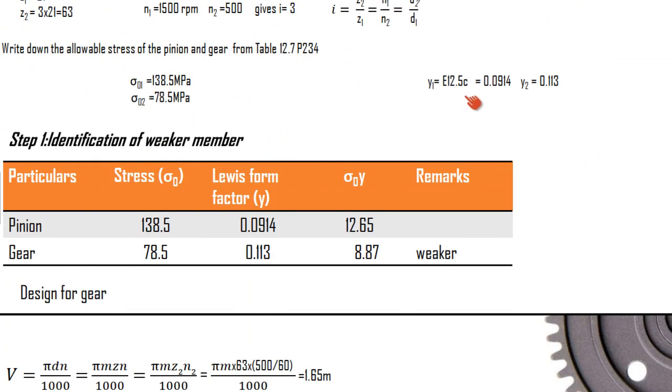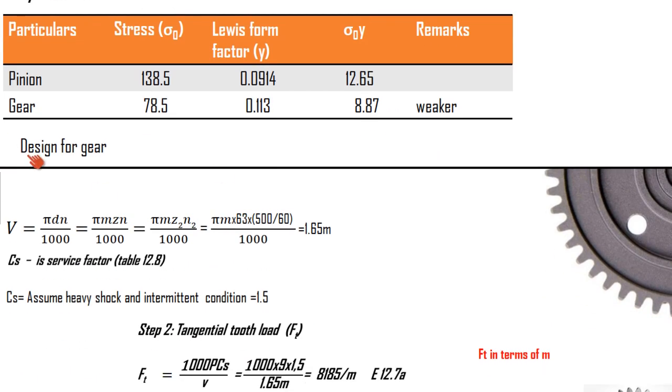Okay, so the Y1 value is going to be 0.0194 and Y2 is going to be 0.113, which we have written over here. Upon multiplying this, we got the values of sigma naught Y equal to 12.65 and 8.87. Among these two, the gear value is lesser, and that is considered the weaker member. That means we are supposed to go ahead with the design for the gear. So this is the table that helps us conclude about the weaker member.